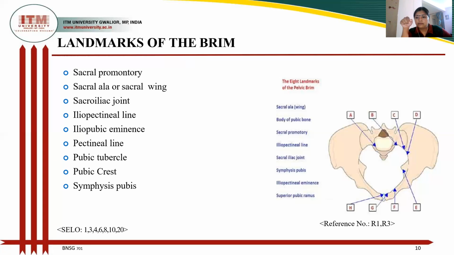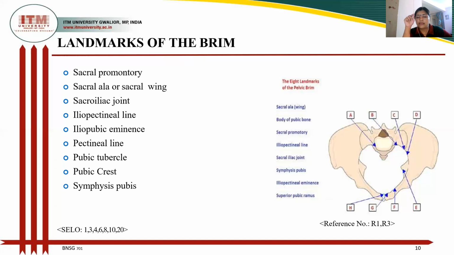Next, just look at point number F. What are we calling that? Pectineal line. F point is the pectineal line. Next, point number G, you can see that is the pubic tubercle.